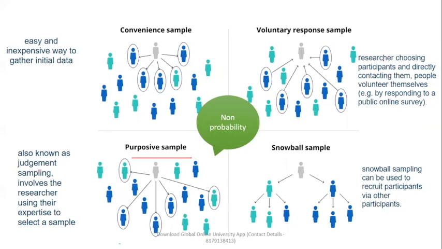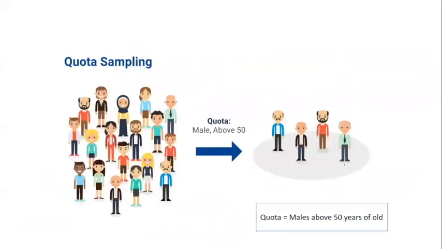Voluntary is based on the researcher's choice, and snowball is the one which is in the form of networking. There are a lot of questions on snowball also seen, that is nothing but networking sampling. Then quota sampling, where you have a group, and from that you take a quota, for example, male above 50. Such a type of quota, if you find out, is called quota sampling.